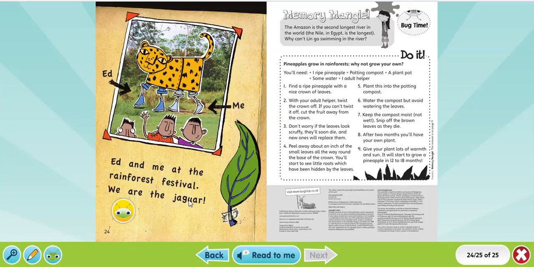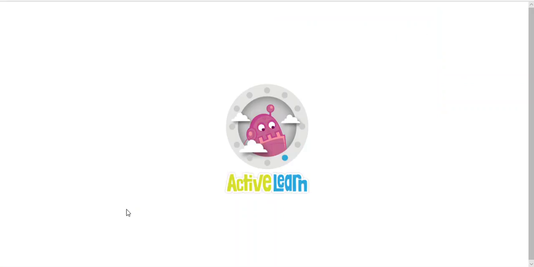Ed and me at the Rainforest Festival. We are the jaguar. So, who took this picture? Who do you think took this picture? Most likely, Ed and Lynn's dad. Okay? Now the last bug.